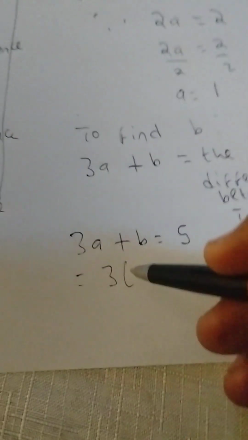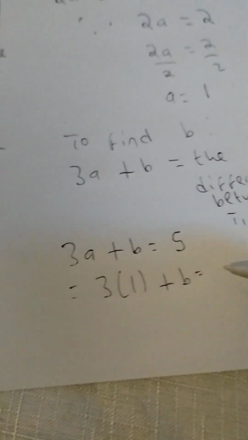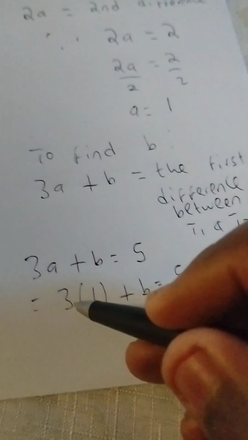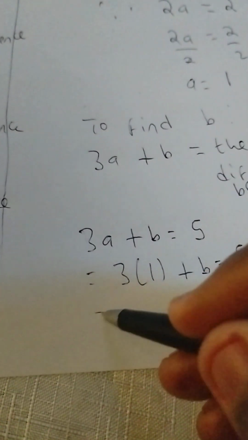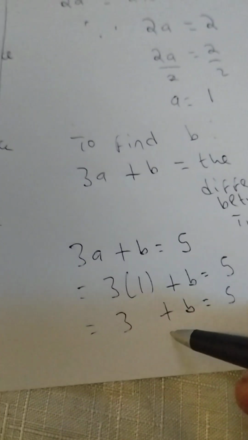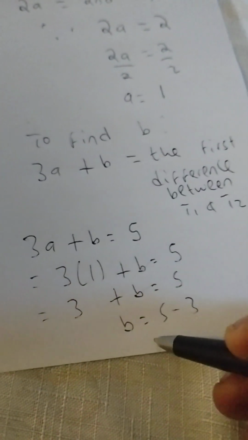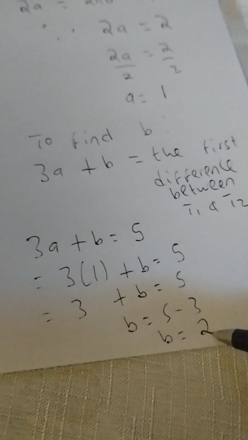And then what is our A? Our A is 1. So you put 3 times 1 plus B, which I'm looking for, equals 5. 3 times 1 will give us 3. So 3 plus B equals 5. So B will be equal to 5 minus 3. So B will be equal to 2.